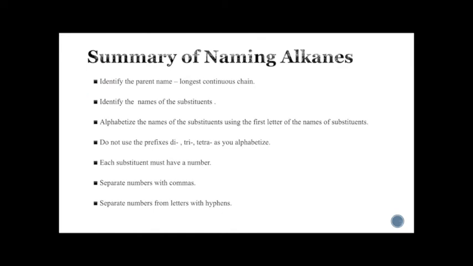Okay, and here's just a summary of what we've talked about. First thing we want to do when we are naming a molecule is find the longest chain and identify that parent name. So it's going to be methane, ethane, propane, butane. So that's the first thing we have to do, find the longest chain. And then we identify the substituents. And then we alphabetize the substituents, because we want to list those first.